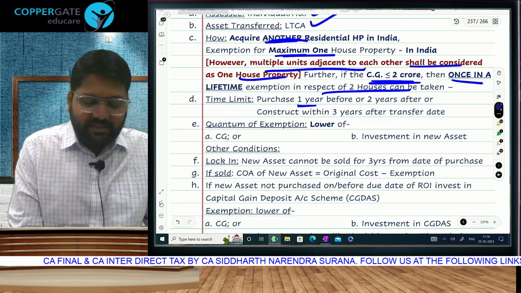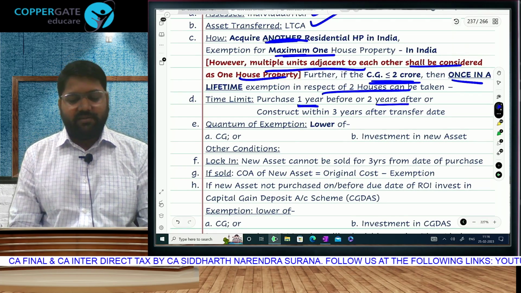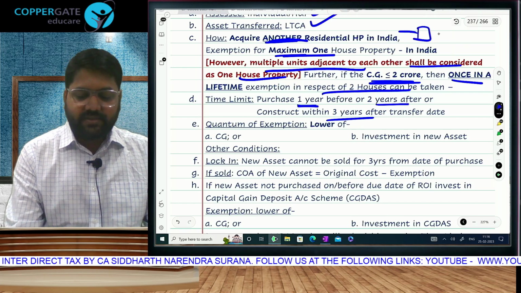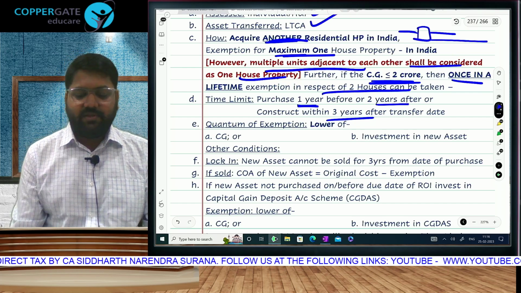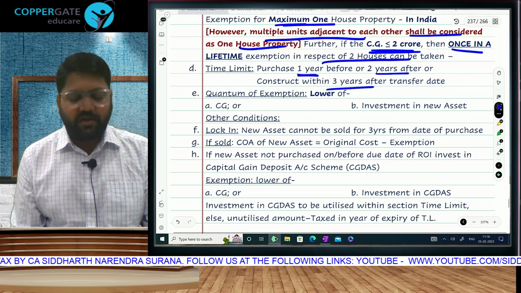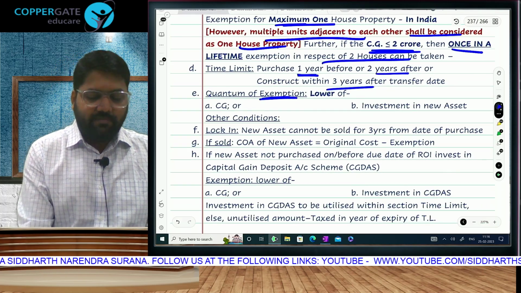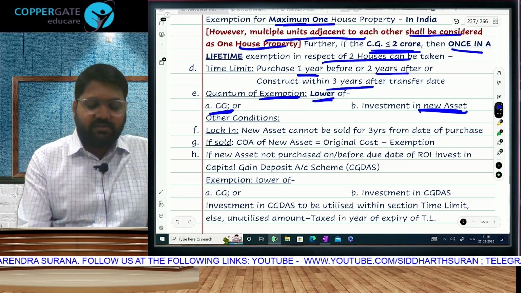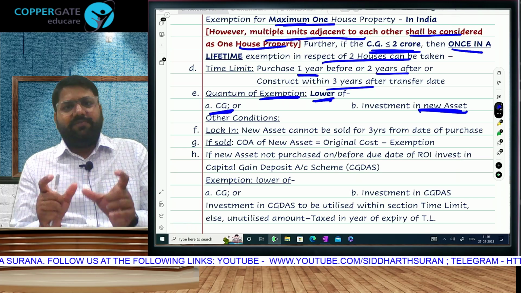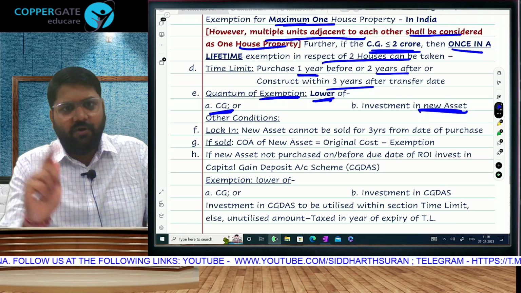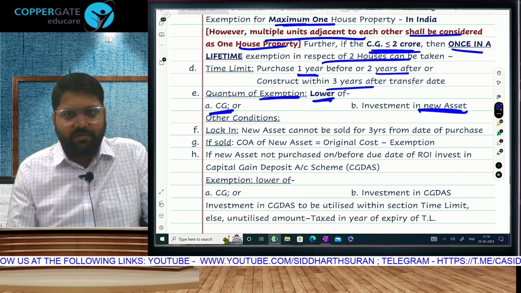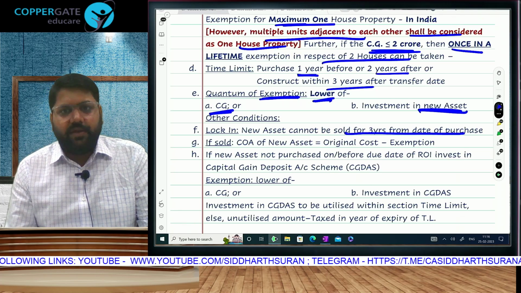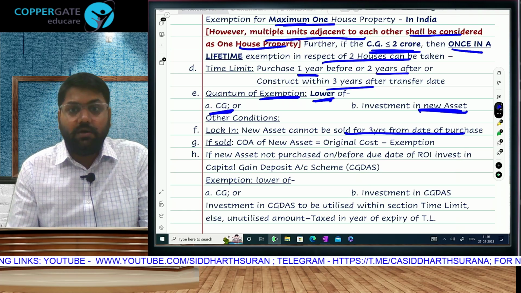You have to purchase the new house 1 year before or 2 years after the transfer, or construct within 3 years after the transfer. So if this is the transfer date, purchase 1 year before or 2 years after, or construct within 3 years after the date of transfer. And what will be your exemption? The amount that you have invested in the new asset, or your amount of capital gain, whichever is lower. Capital gain or investment, whichever is lower. So if your gain amount is invested, it will be fully exempt. However, the new asset that you have acquired cannot be sold for a period of 3 years, and if sold, then what will happen?